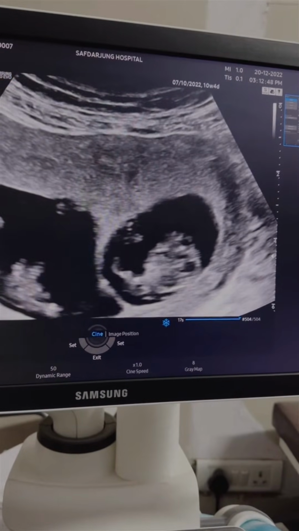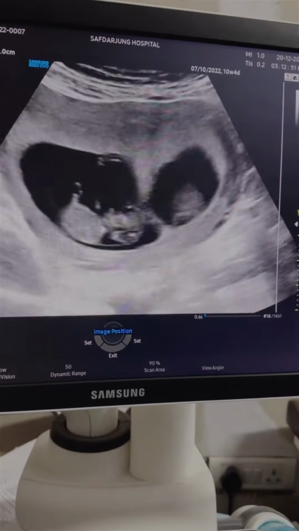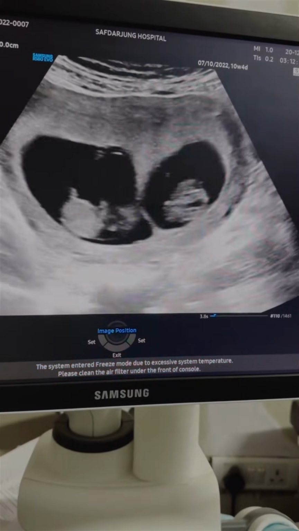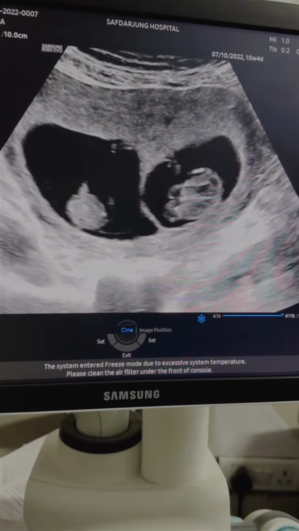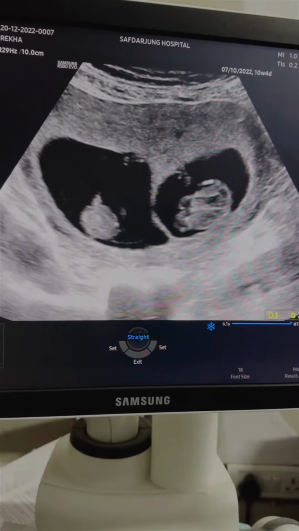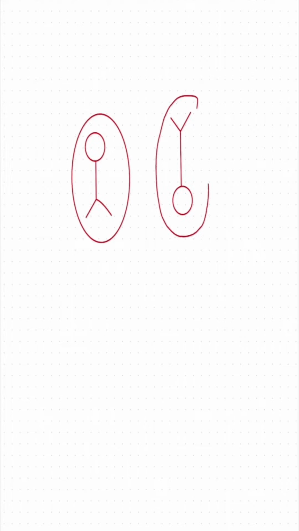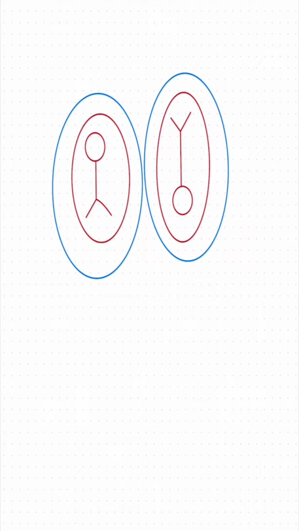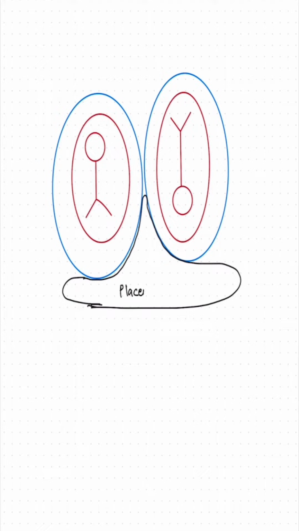We must define chorionicity in the first trimester scan, because if it is dichorionic as in our case, then the risk of complications is lesser, but in monochorionic pregnancy the complications of twin pregnancies are much higher. In this diagram, two fetuses are separated by two different amnions shown in red and two different chorions shown in blue color, and the placenta can be common or it can be two separate placentas also.